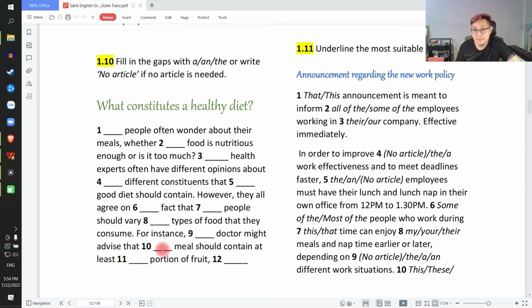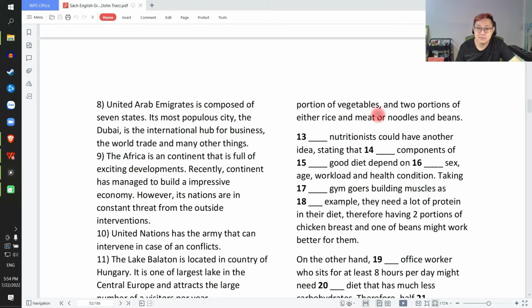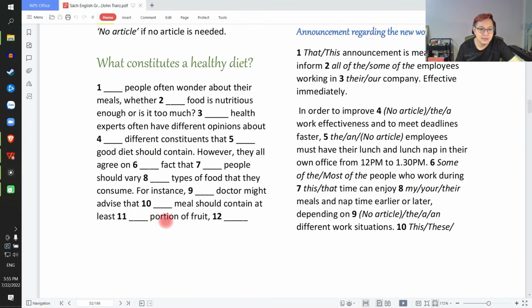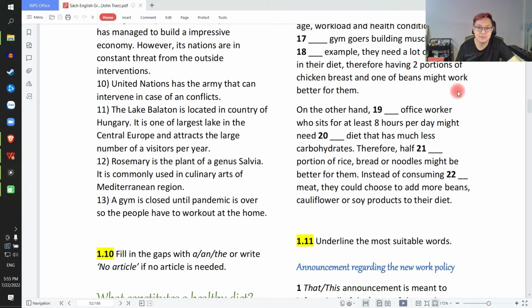a meal or one meal should contain at least a portion of fruits, which is one portion of fruits, a portion of vegetables, một cái khẩu phần này, một cái khẩu phần kia, một khẩu phần rau, and 2 portion of either rice or meat, and meat or noodles and beans. So here A in 11 and 12 means one. Cái số A ở cái số 11, 12 này có nghĩa là một đấy, một khẩu phần trái cây, một khẩu phần rau và 2 khẩu phần thịt, hay cơm, thịt và cơm, hoặc là mì, hoặc là và đậu.